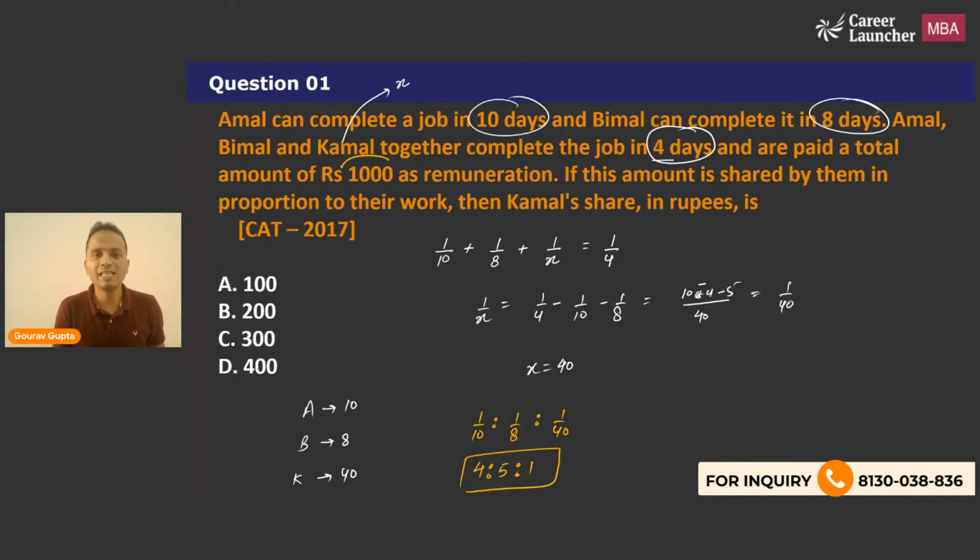The money is 1000 rupees. So divide 1000 rupees in the ratio 4 is to 5 is to 1. Amal will receive 400, Bimal will receive 500, and Kamal will receive rupees 100. So option A should be the correct answer of this one. How much will Kamal receive as his share? It will be equal to 100 rupees. The correct answer, option A.